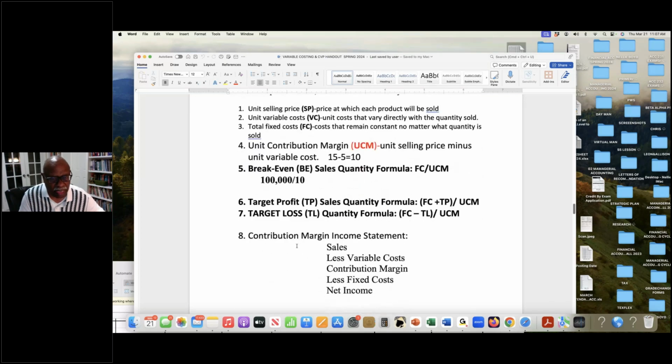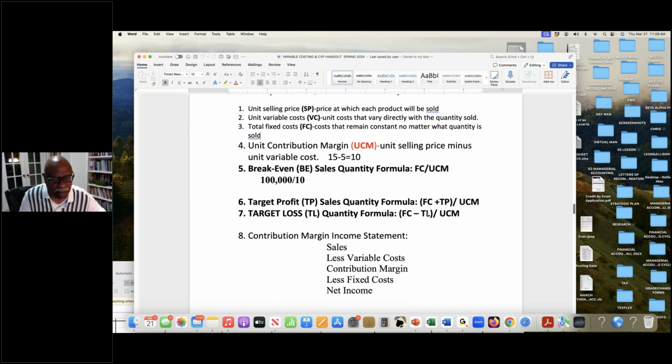You will remember I told you that there were three equations you had to, number one, memorize, and number two, know how they operate. There's an equation where we can determine the break-even quantity, where variable and fixed costs are going to equal sales. That's simply fixed cost divided by the unit contribution margin.